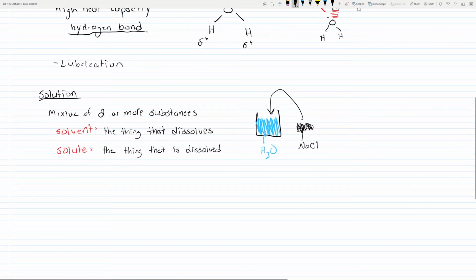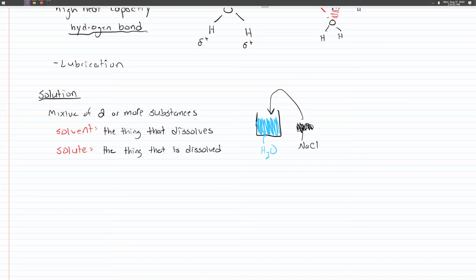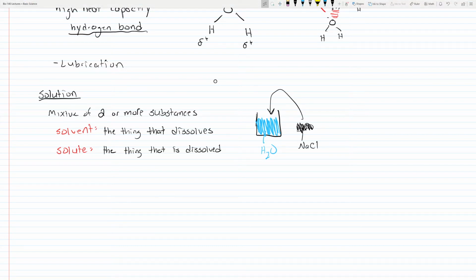Okay, so now what things will dissolve in water? It's pretty easy. Ions and polar compounds will dissolve in water. And how they do this is they typically dissociate.